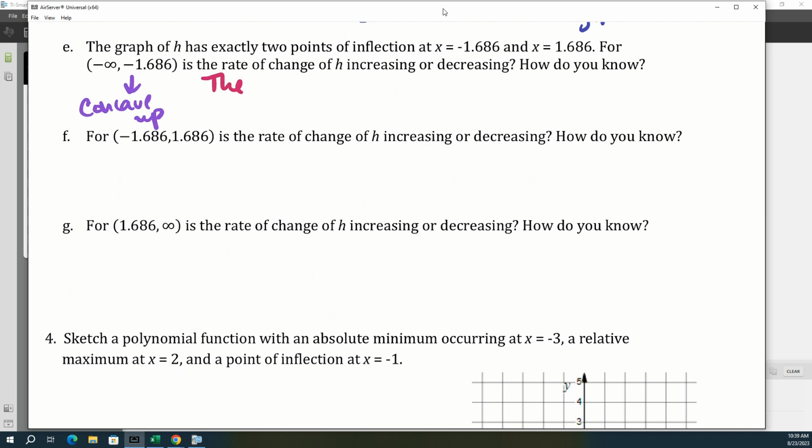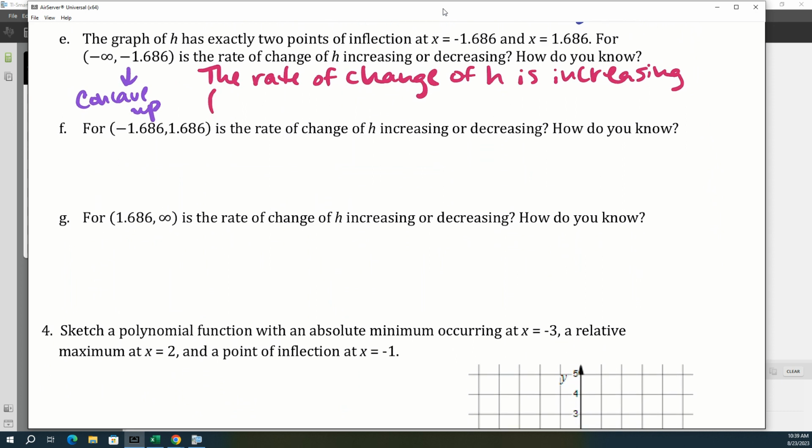So you would say, just kind of quote the problem, the rate of change of h is increasing, and say where, because it changes from problem to problem. So on this interval from negative infinity to negative 1.68. So that's the first part. And the second part says, how do you know? And you know because h is concave up there.